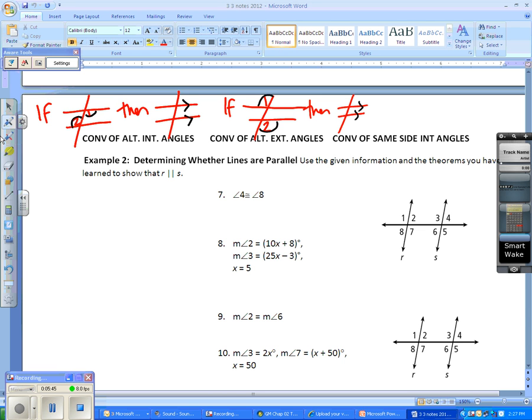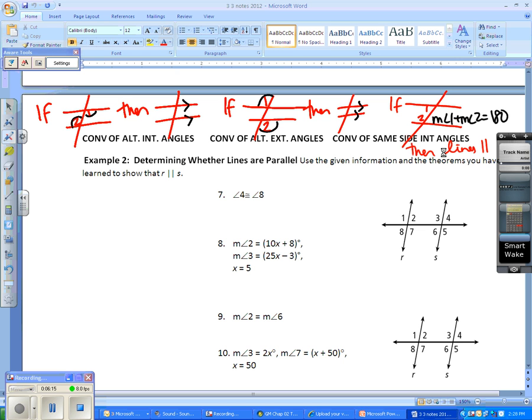Now the last one is converse of same side interior angles. So that one, we know that the angles aren't congruent, but they are supplementary. So for this one, if I give you a picture like this, and these are same side interior angles, if I tell you that measure of angle 1 plus measure of angle 2 add up to be 180 degrees, then we can say that the lines are parallel.